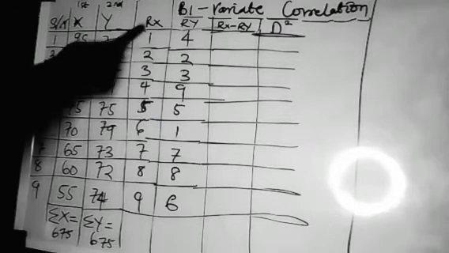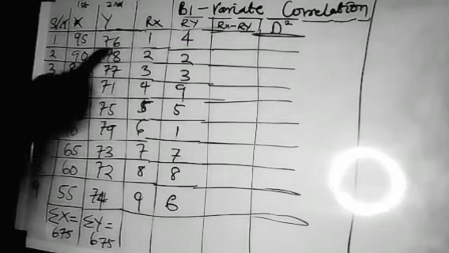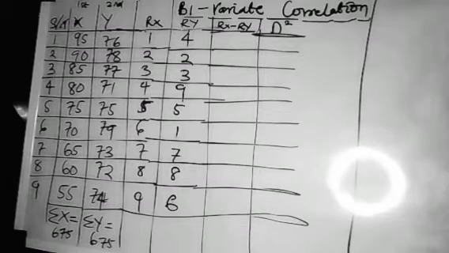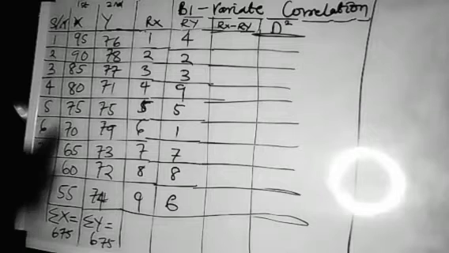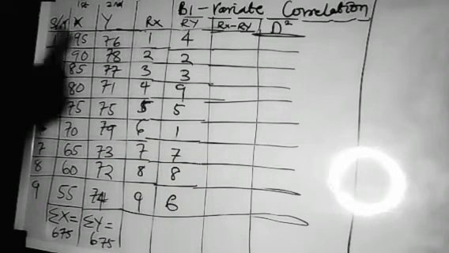Okay, now we come over to Rx on this other side. Rx simply means the rank order of x, that is variable x, the first test. Between the 9 persons in our batch, how many people got 95 in the first test in mathematics? It is only Juliet. Juliet scored the highest and she's the first person. She came first in the first test.